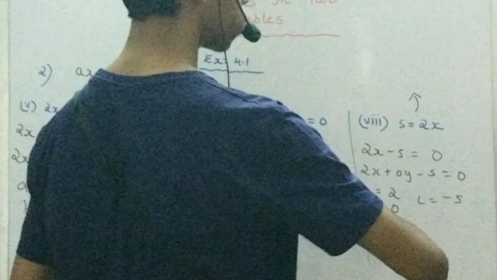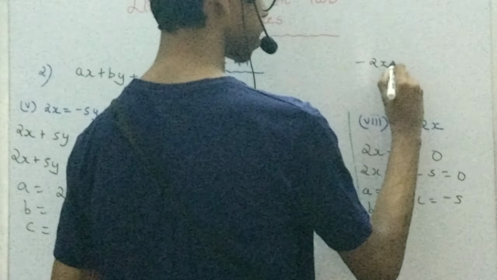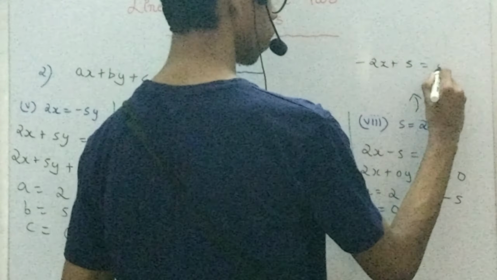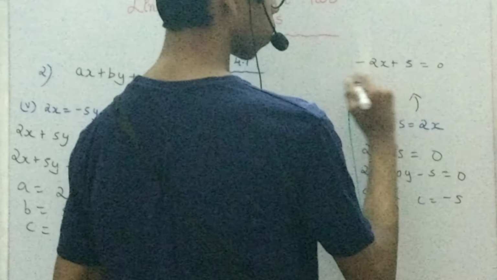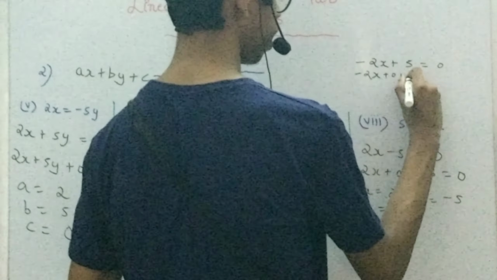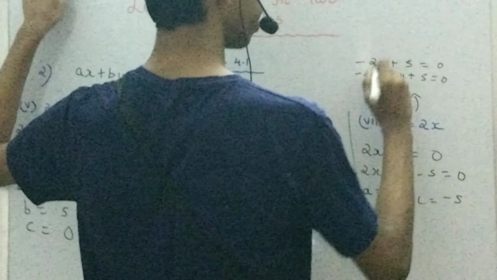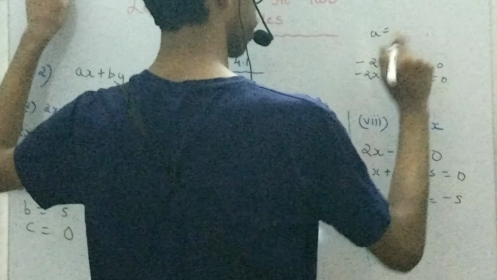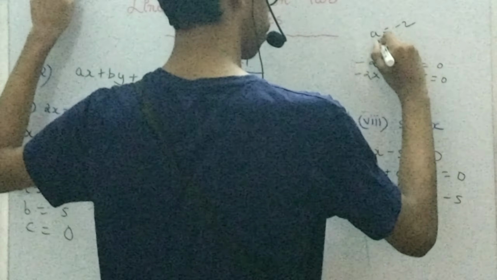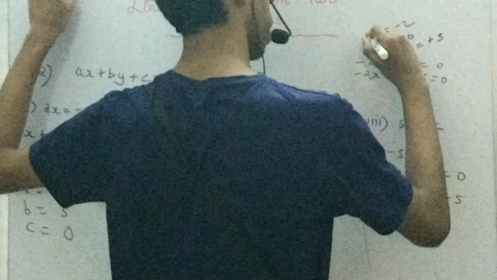Okay. Now the same question also, instead of bringing this minus 5 to the other side, if you bring this minus 2x to the other side, so you will be getting minus 2x plus 5 is equal to 0. Okay, now here also y term is missing, so minus 2x plus 0y plus 5 is equal to 0. Now if you compare over here, a is the coefficient of x which is minus 2, b is equal to 0, and c is equal to plus 5.